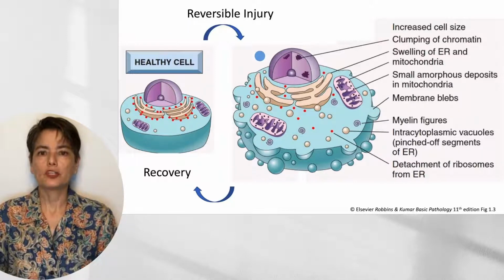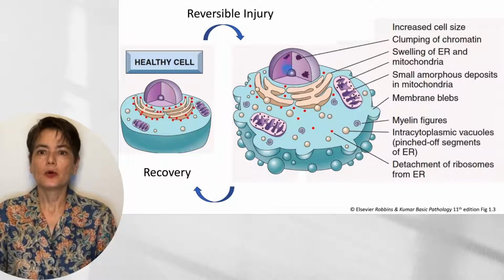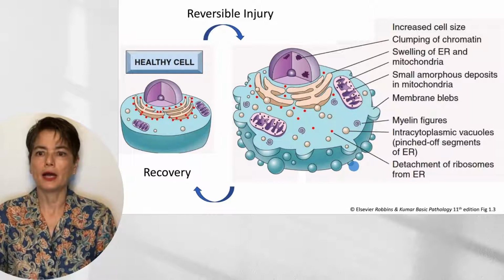When we have that reversible injury, we're going to get swelling of the cell, so it's increasing in size. We're going to get swelling of our endoplasmic reticulum and our mitochondria, again due to decreased function of our sodium-potassium ATPases. We're going to see some chromatin clumping. Then on the ultrastructural level, we'll be able to appreciate some small amorphous deposits in the mitochondria, myelin figures.